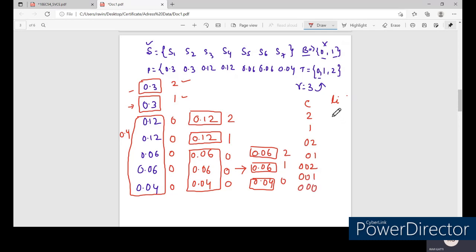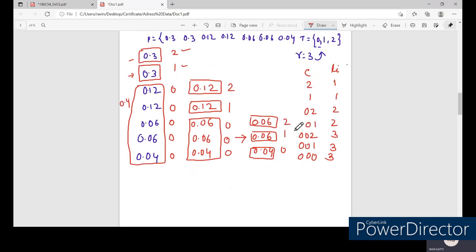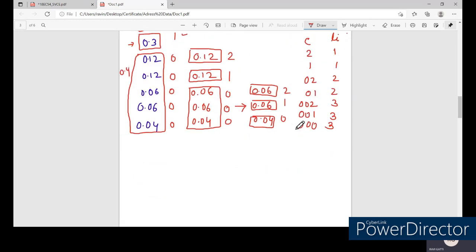So the code vector lengths we can write as 1, since only one digit is there, then 2 digits, 2 digits, 3 digits, 3 digits, and 3 digits. These are the code vectors you have calculated. Now we need to calculate the average length, that is L. How many symbols are there? 7 symbols. So L is the summation of i equal to 1 to 7 of pi into Li.